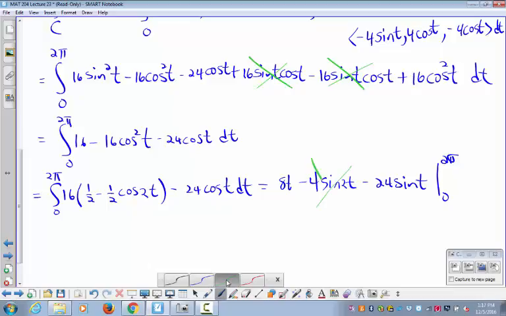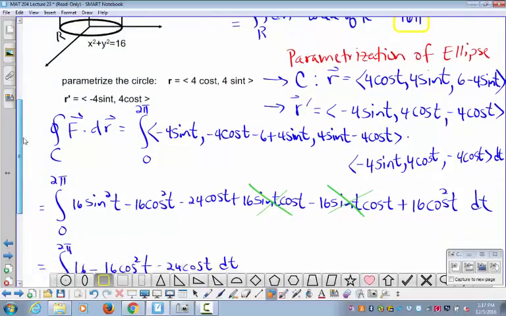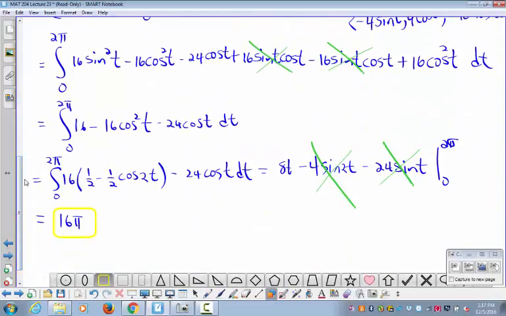This gives us nothing, this gives us nothing. And then we're left with something like 16 pi, which is the same as the double integral. So the double integral over the inside is equal to the single integral around the outside.